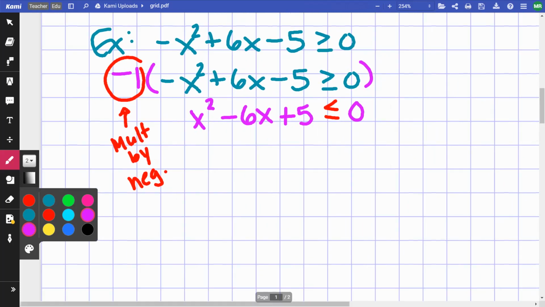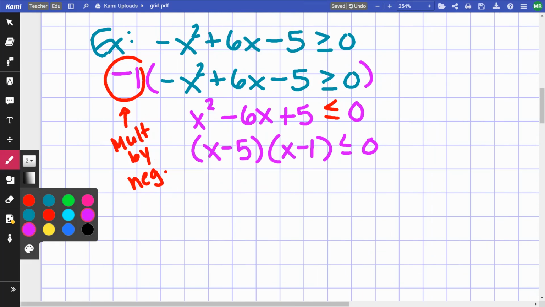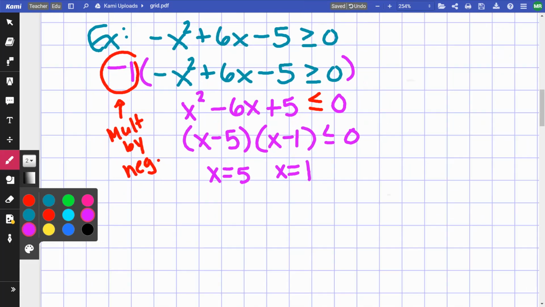So now I'm going to factor this. I'm going to think about, okay, what multiplies to 5 and adds to -6? Well, that's going to be x minus 5 and x minus 1. So I'm going to get an x equal 5 and I'm going to get an x equal 1. Those are going to be my zeros. Okay, that's what makes it 0.